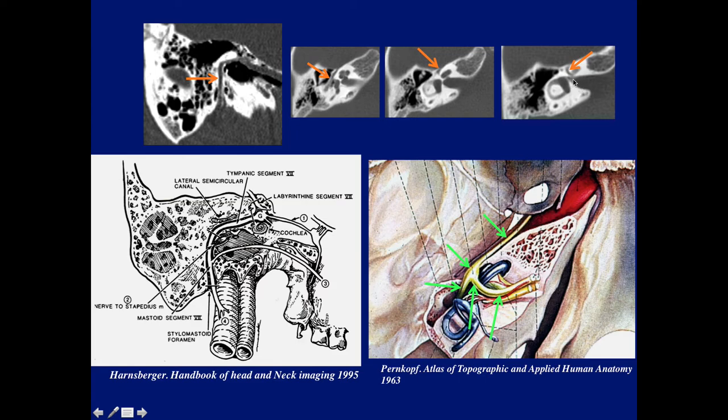So here's the IAC. This is the important labyrinthine segment. This is where the genicular ganglion would be sitting. Here's the tympanic segment. And on this reformatted coronal, we see an entire course, the tympanic and the mastoid segment, just like in this diagram.